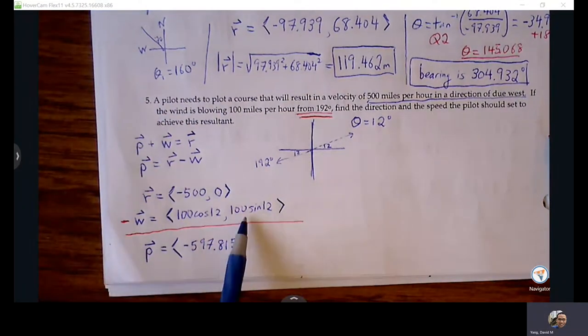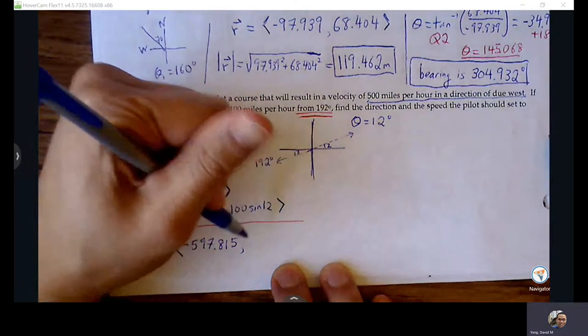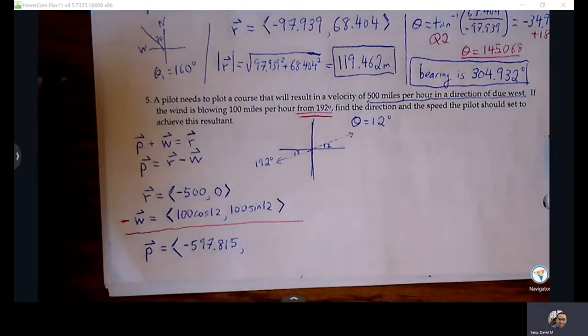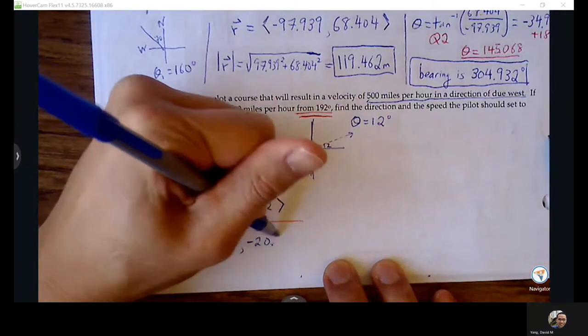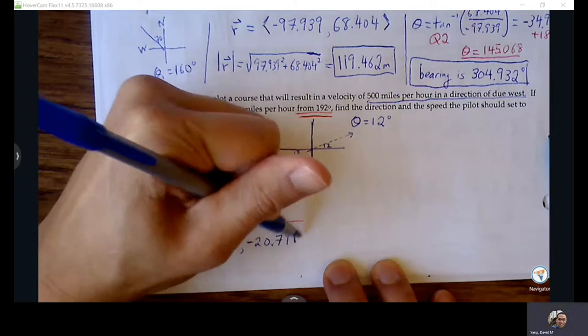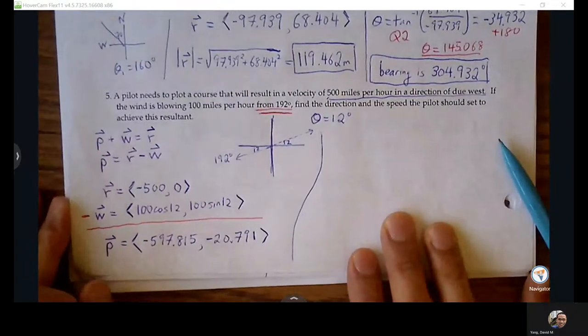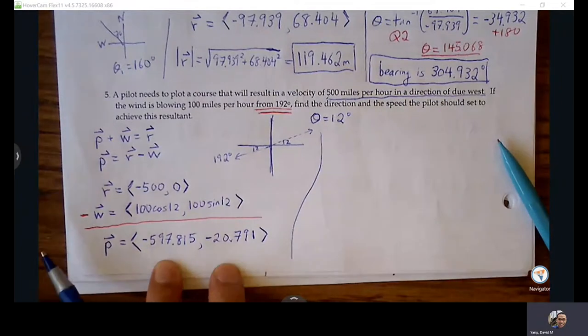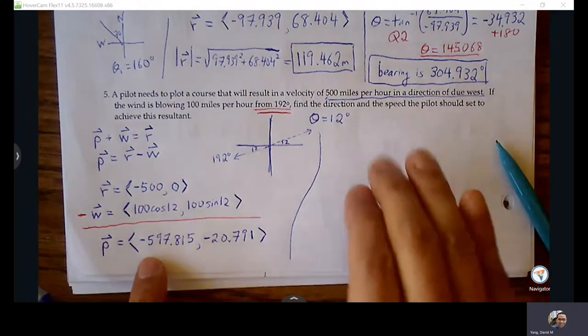And then 0 minus 100 sine 12. Okay, so the direction and speed that the pilot should set to achieve this resultant. Now we just have to figure out theta and magnitude.